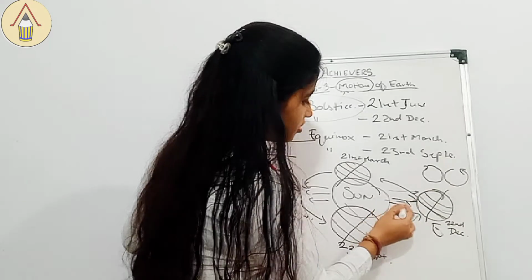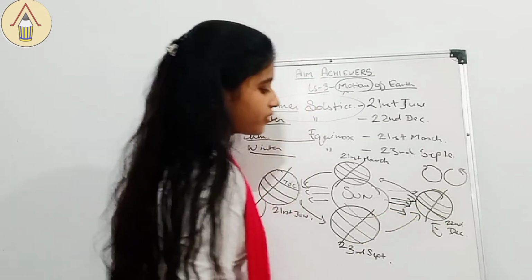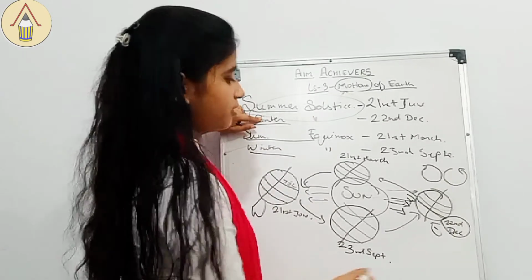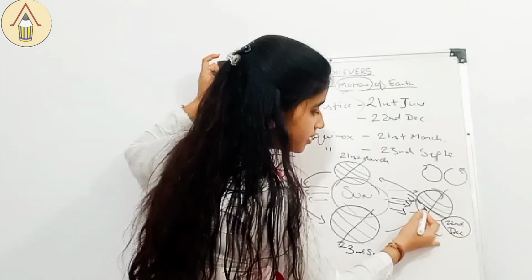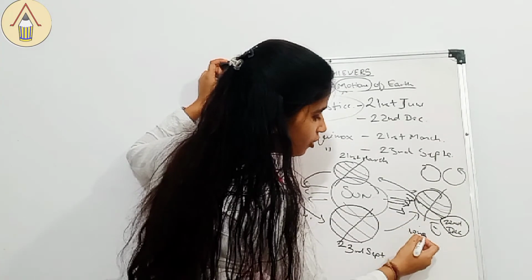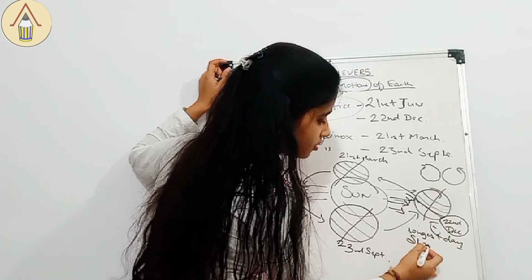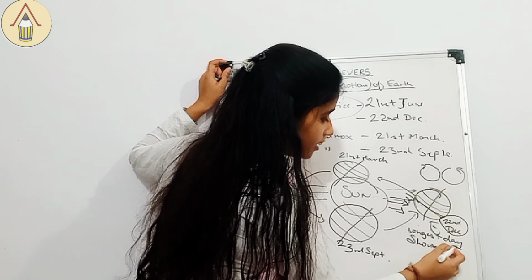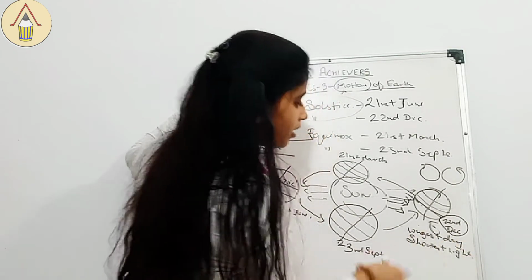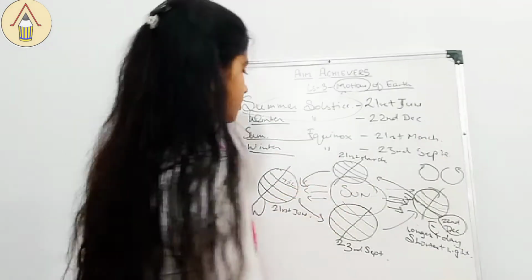So when our sun's rays fall directly on the Tropic of Capricorn, then on 22nd December, winter solstice occurs, where in the southern hemisphere there are longest day and shortest night. Okay, in the southern hemisphere, and vice versa for the northern hemisphere.